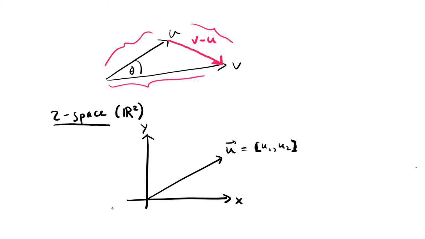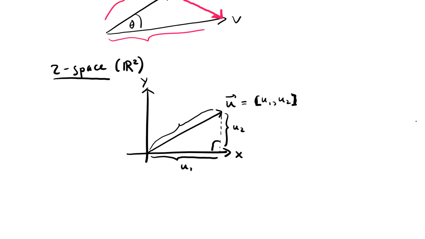So what does that mean? It means that this side here is u1 and this side here is u2, and what do I have here? I have a right triangle. So I can apply the Pythagorean Theorem. Now I'm going to need a notation for the length of u. That's going to be called a norm. So maybe let's write that notation.